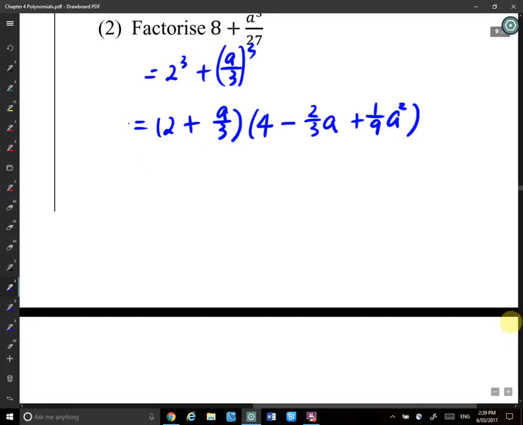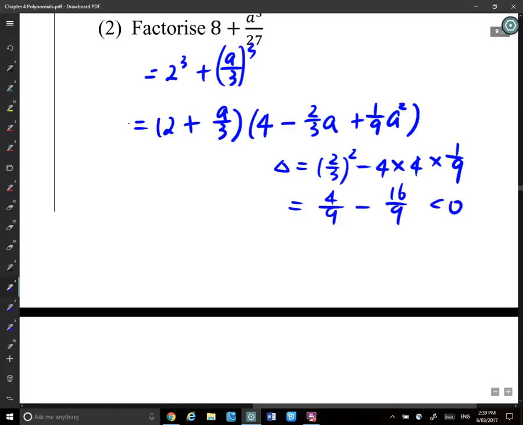And let's see, here the discriminant will be 2/3 squared minus 4 times that. So that equals 4/9 minus 16/9, which is smaller than 0. I cannot factorize that further.